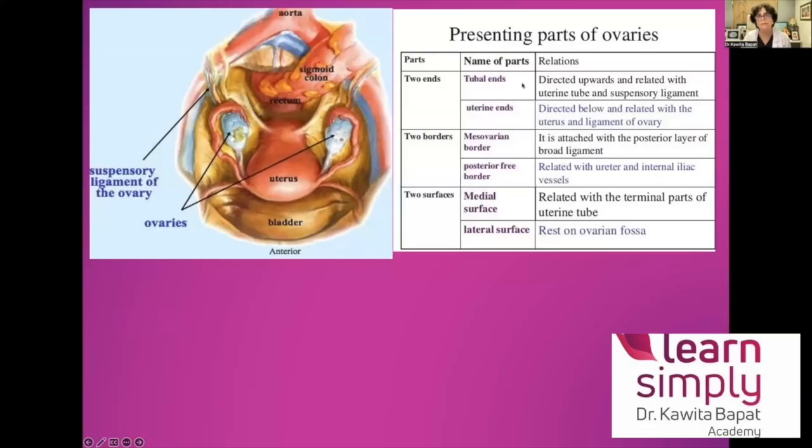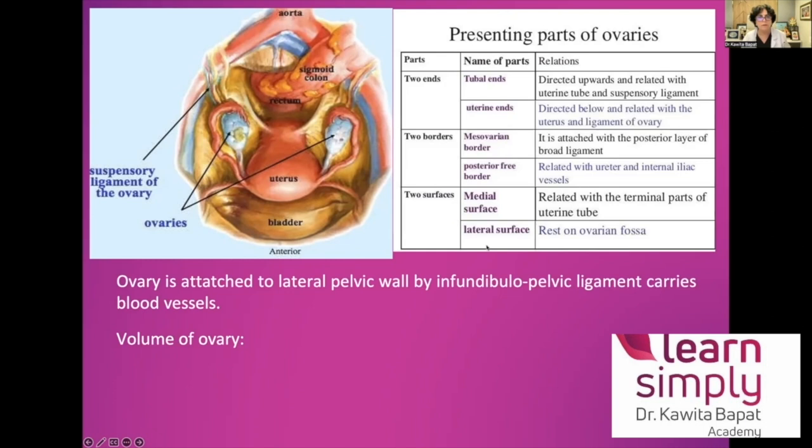There are two ends directed upwards, the uterine end and the tubal end with the suspensory ligament, and it is attached by the posterior layer of the broad ligament. This is the mesoovarian border, and the posterior free border, with two surfaces, medial and lateral. The ovary is attached to the lateral pelvic wall by the infundibulopelvic ligament, which carries blood. And again, the volume of the ovary is very, very important. In reproductive age, it's up to 20 cc, typically 7 to 8 cc. You can see.